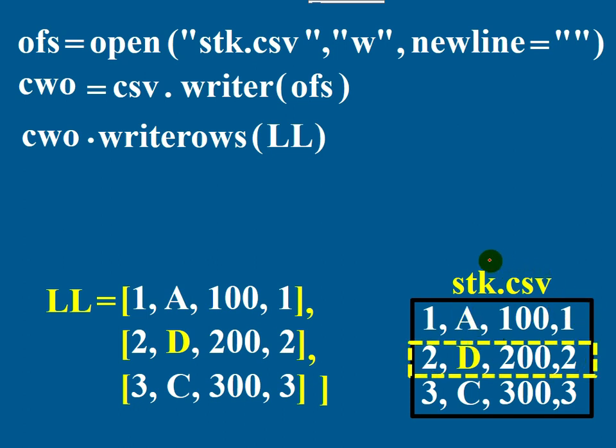Once the use is over, don't keep the file in the computer's memory. You can close the file. So this is how you modify a record from a CSV file.